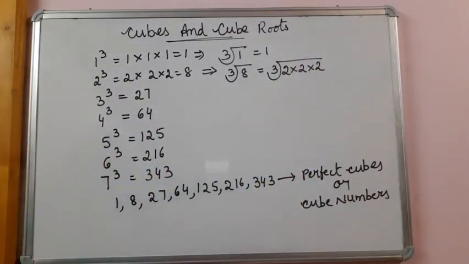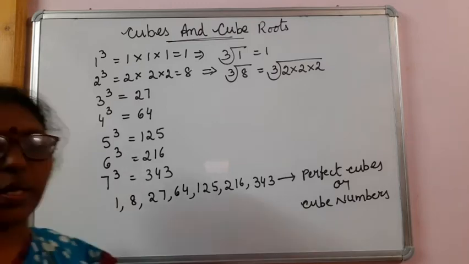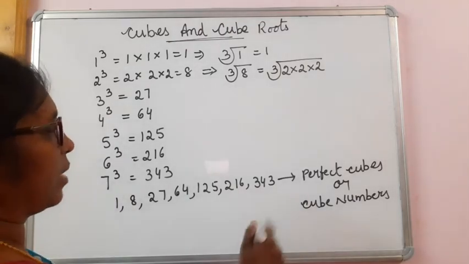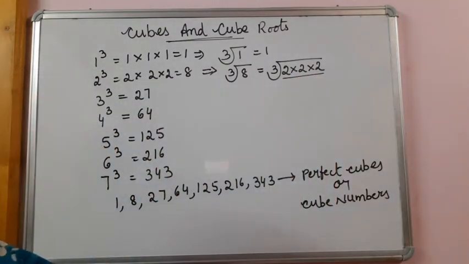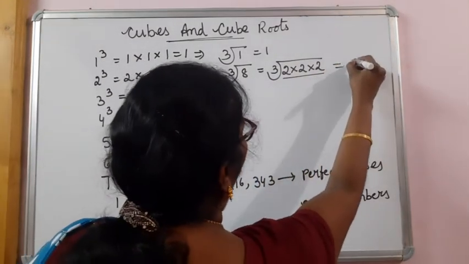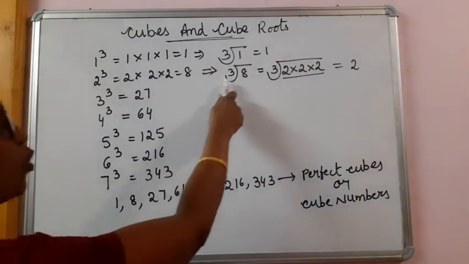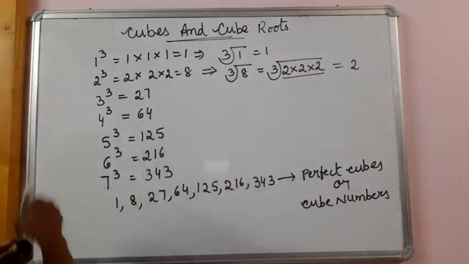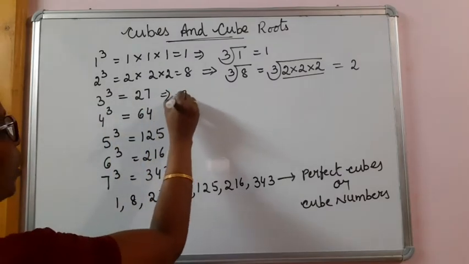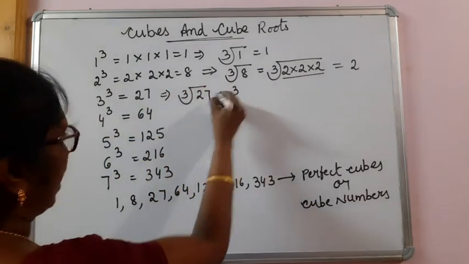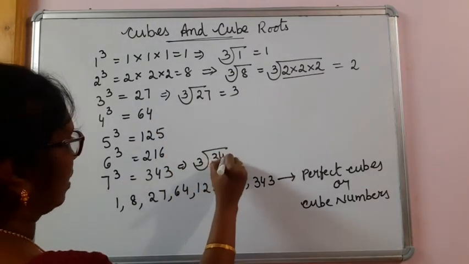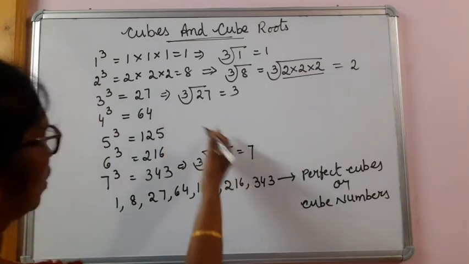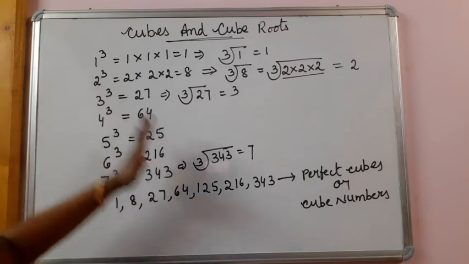Just like with square roots, when you find the square root, for 2 equal factors we take 1. But for finding the cube root, for 3 equal factors we have to take 1 factor. So for these three 2's, one 2 is to be taken. So the cube root of 8 gives you 2. In the same way, 3 cube is 27, so the cube root of 27 gives you 3, and the cube root of 343 gives you 7. All of these work like this. I hope this is clear to you.